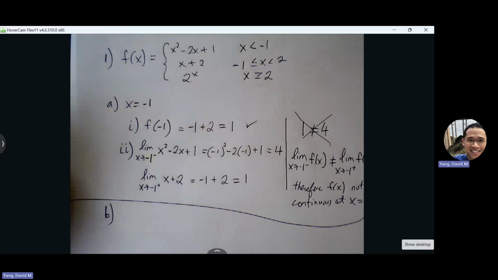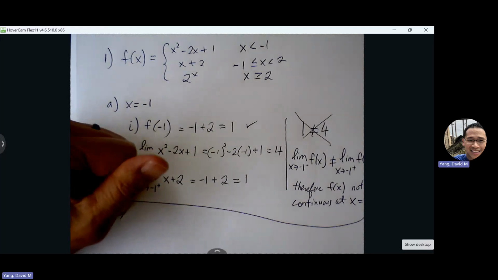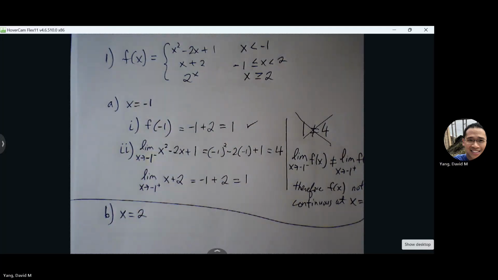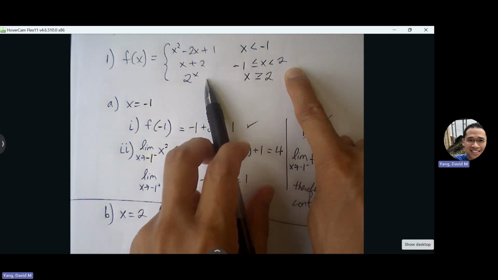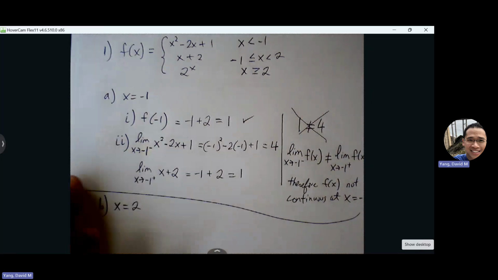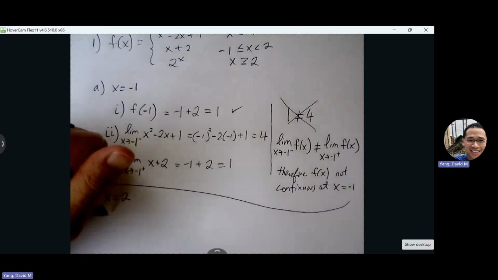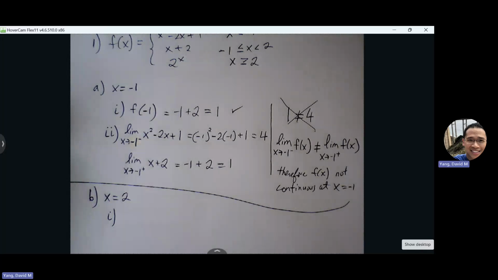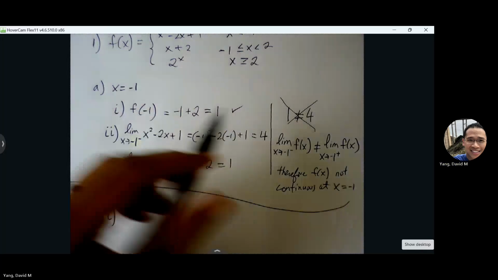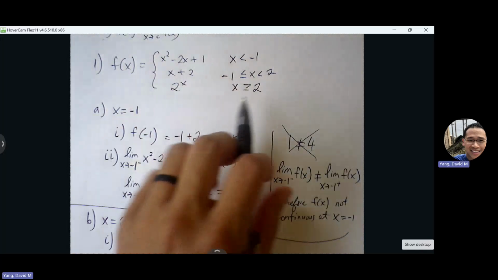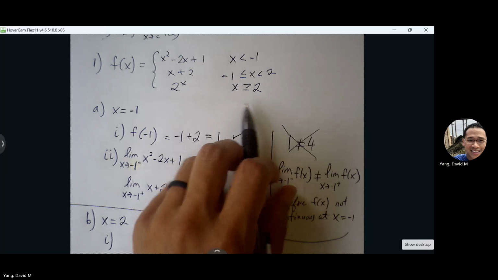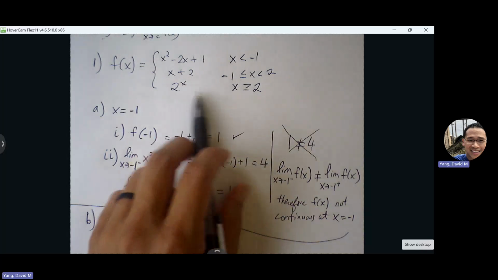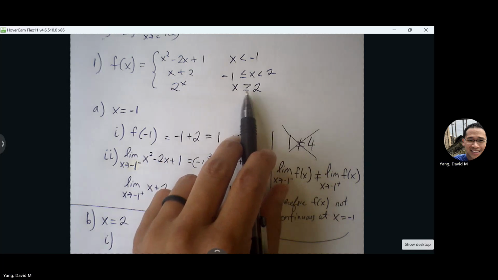Okay, let's try part B. At x equals 2, that's our new c value. Again, you see 2 split on either side, defined by 2 different expressions. We're going to have to rely on one-sided limits again when we get to it. But first condition, ordered pair. Okay. Which piece is 2 defined at? Second or third piece? Third, because there's an equal sign there.